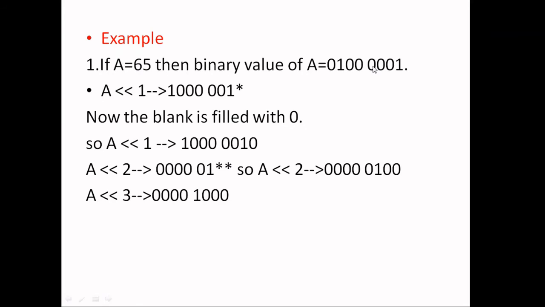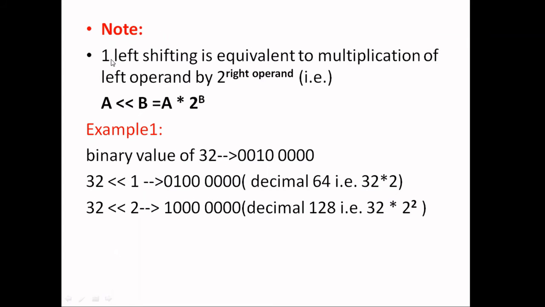There is another characteristic of this left shifting operator. One left shift is equivalent to multiplication of the left operand by 2 power the right operand. Let us understand this through this mathematical relation. A double less than B is equivalent to A multiplied by 2 power B. Here A is an operand, B is an operand. So A double less than B will be equivalent to A multiplied by 2 power B.